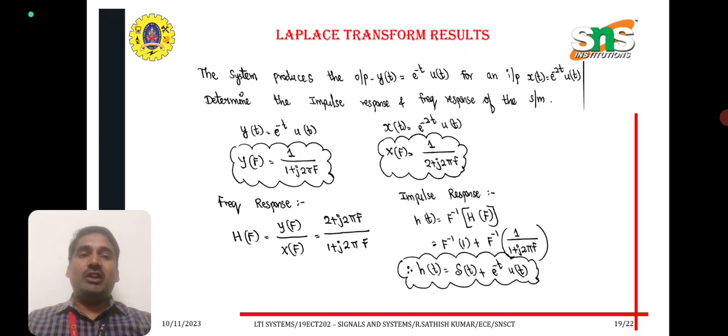X of t is equal to e power minus 2t into u of t, so X of f is equal to 1 divided by 2 plus j 2 pi f. We can find the frequency response H of f is equal to Y of f divided by X of f, which is 2 plus j 2 pi f divided by 1 plus j 2 pi f. Applying the inverse Fourier transform of this H of f function, we get h of t is equal to del of t plus e power minus t into u of t.